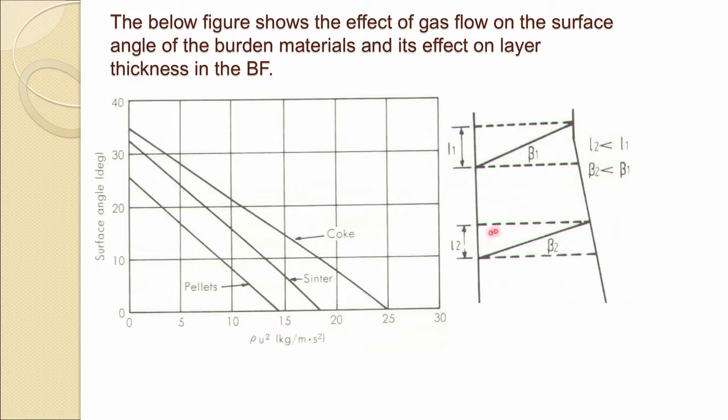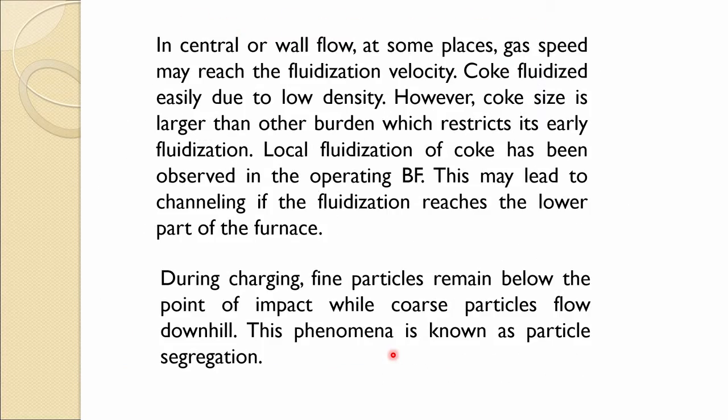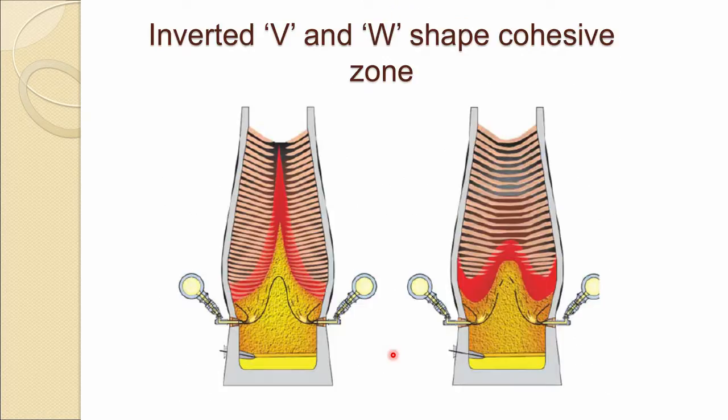Besides that, the layer thickness decreases as you go down due to the increase in the diameter of the blast furnace. So the layers become flatter and flatter, as you can see here, as you go down.